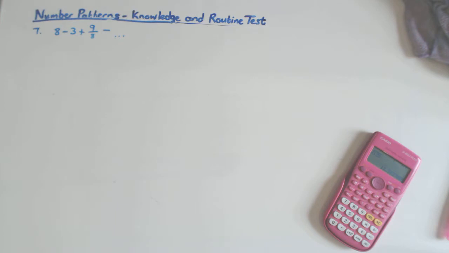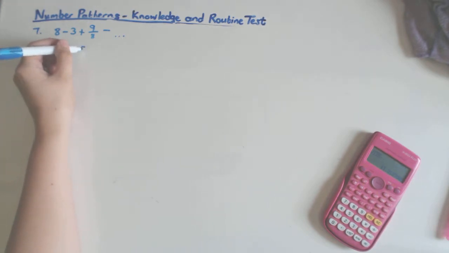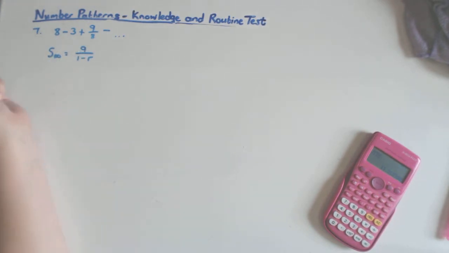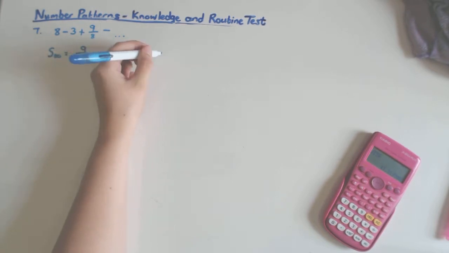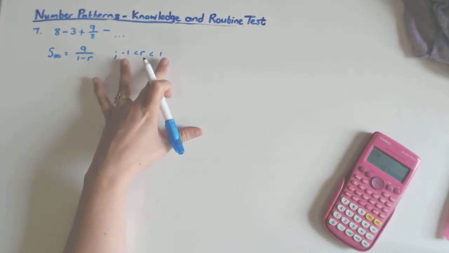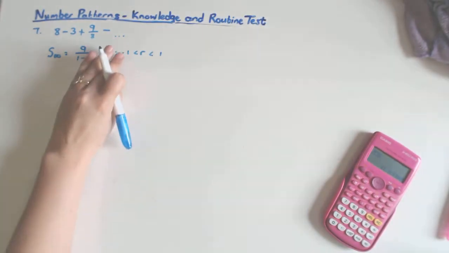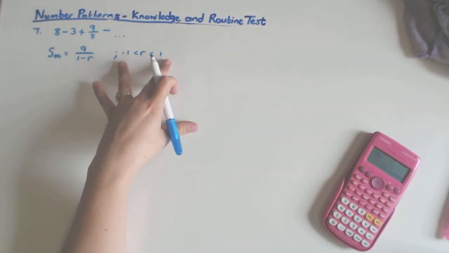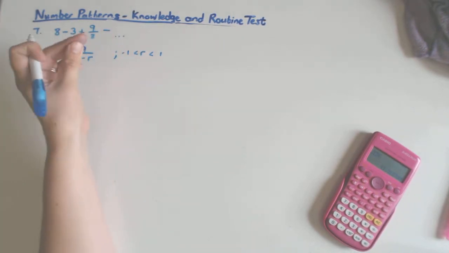Now I know for convergent series I can use this formula, a over 1 minus r, but I must first just show that this is convergent. Now this bit there is the key. This means if r lies between minus 1 and 1, then the series is convergent. If it lies bigger than 1 or smaller than minus 1, then the series is divergent. Meaning if my common ratio is a fraction.